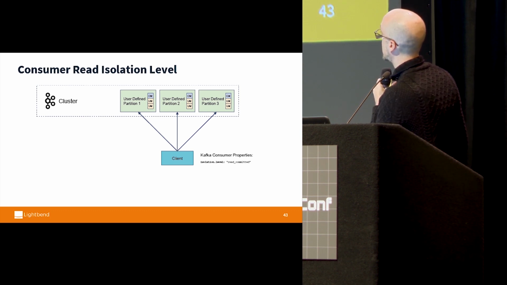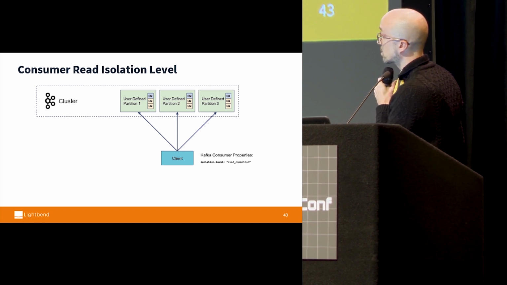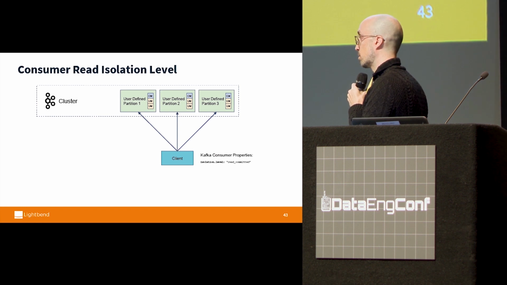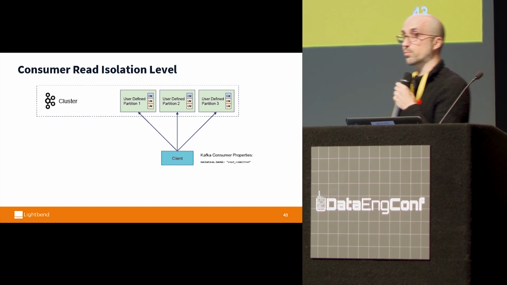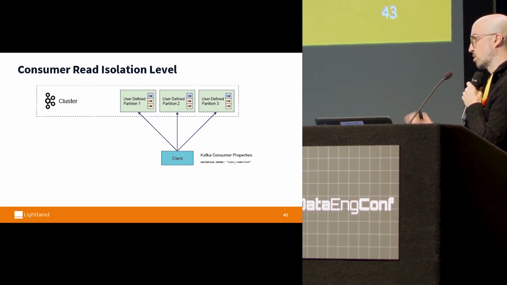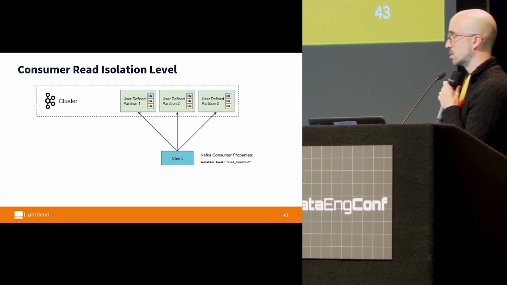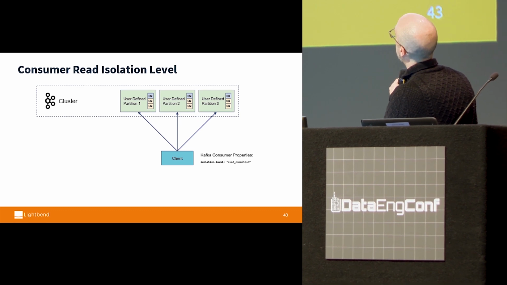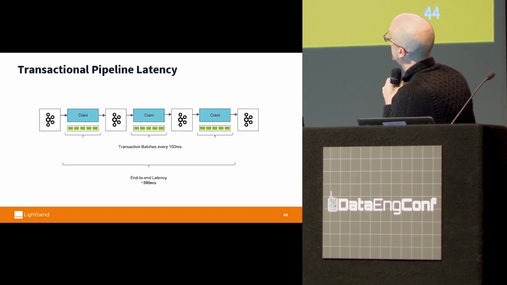So the opposite setting for this, if it's not defined, is read uncommitted, and that's basically the old, standard way of consuming from Kafka, which is basically as fast as possible, depending on some other client consistency guarantees you can tune in client config. But yeah, that's how that works.